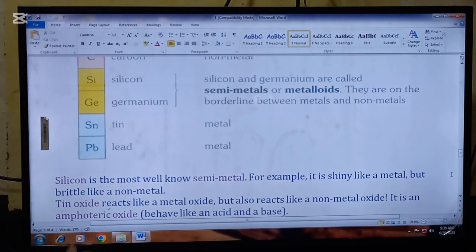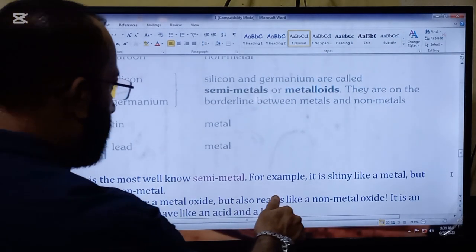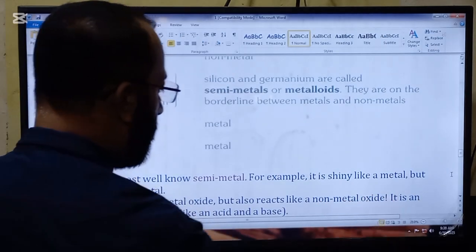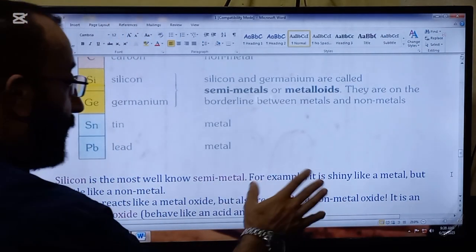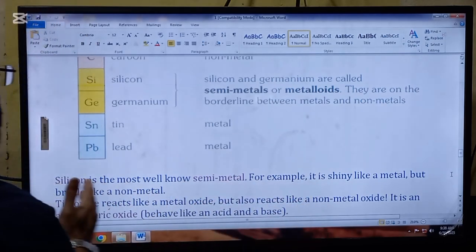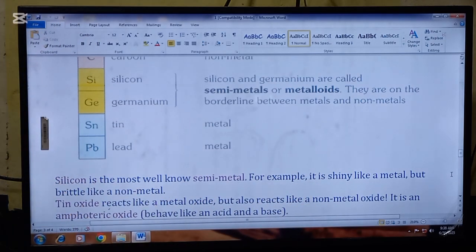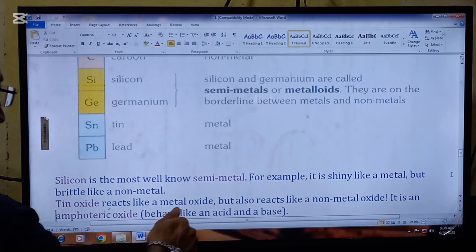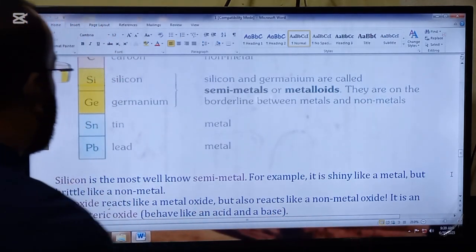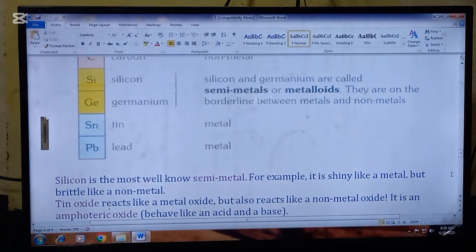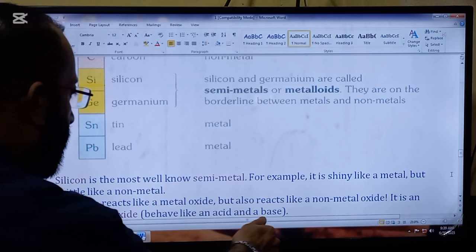Silicon is the most well-known semi-metal. For example, it is shiny like a metal, but brittle like a non-metal. So this is the explanation why silicon is called a semi-metal. Tin oxide reacts like a metal oxide, but also reacts like a non-metal oxide. It is an amphoteric oxide, behaving like an acid and a base.